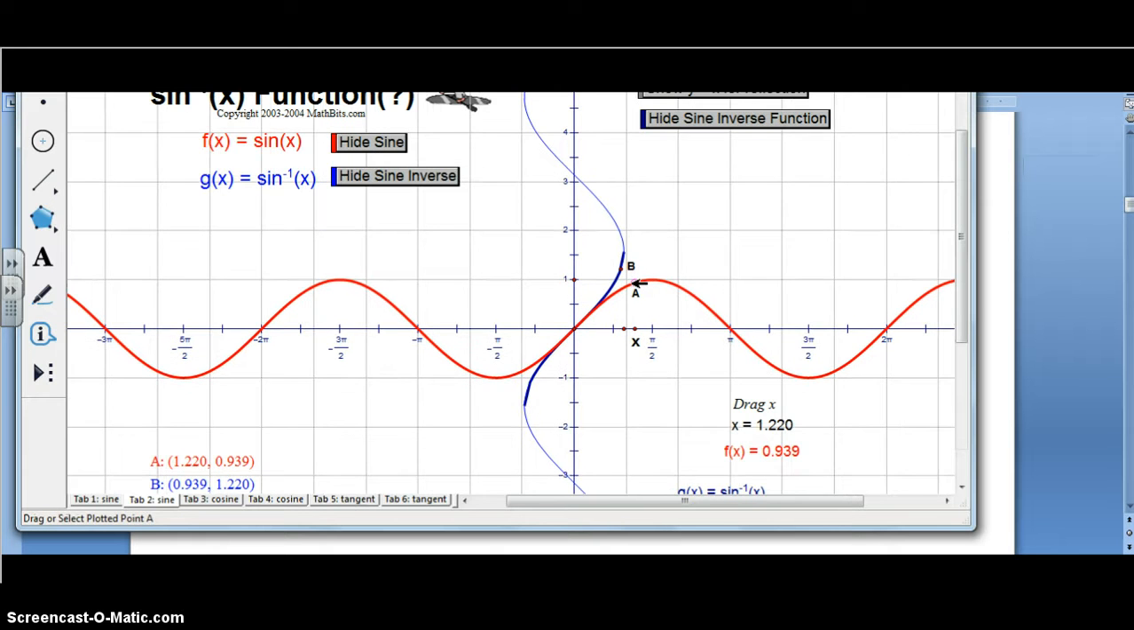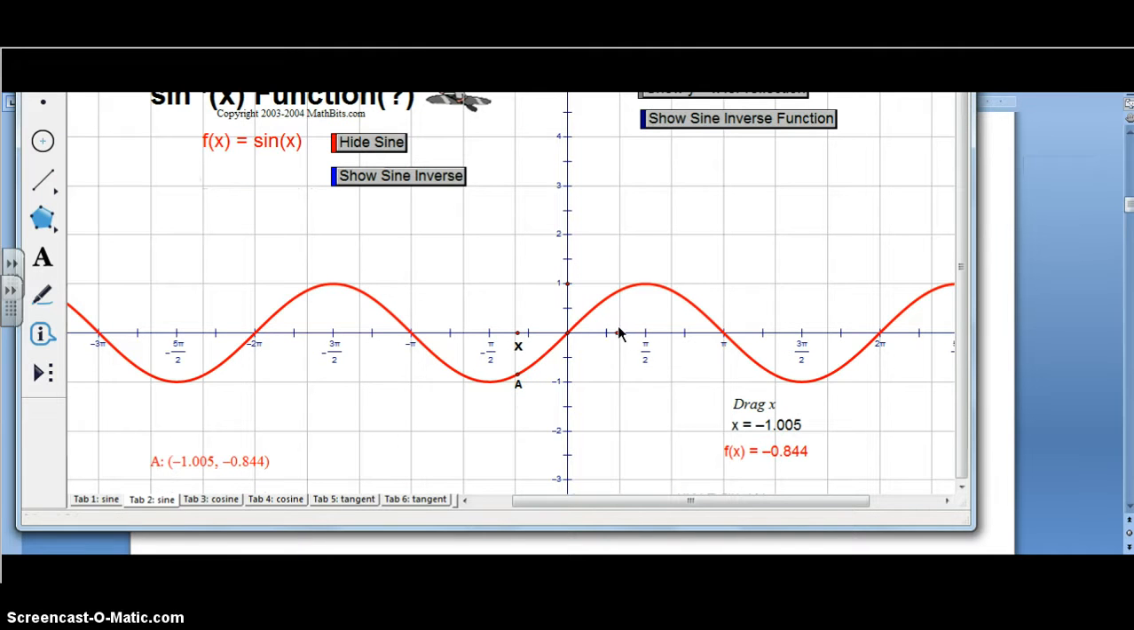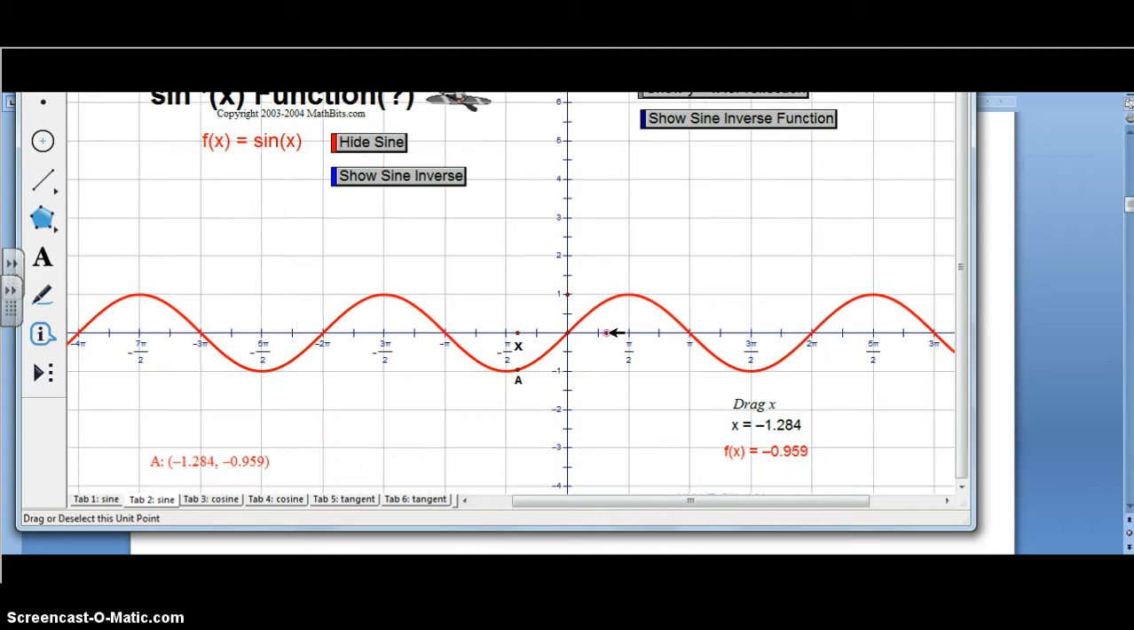And then we gave students time to make a conjecture on where the domain needs to be restricted on the original function. So I'm going to hide the inverse right now. Where on this graph do we need to restrict the domain such that its inverse is also a function?